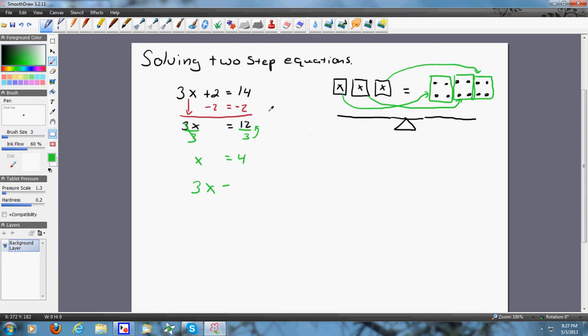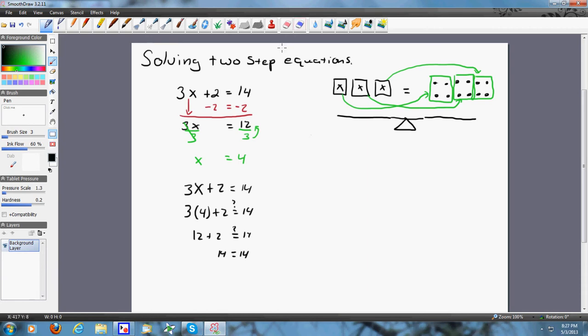I can quickly check. I think I'm going to do this back in black. 3x plus 2 equals 14. I said x equals 4, so 3 times 4 plus 2. Does that equal 14? Let's see. 12 plus 2. Does that equal 14? The answer is yes, 14 equals 14.